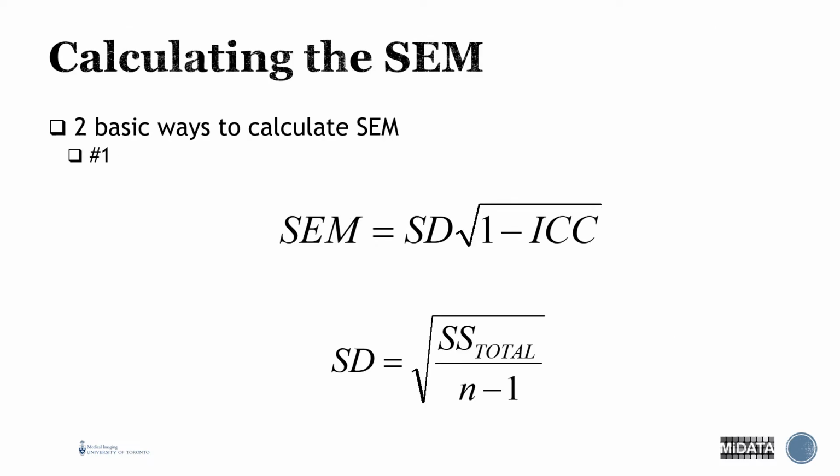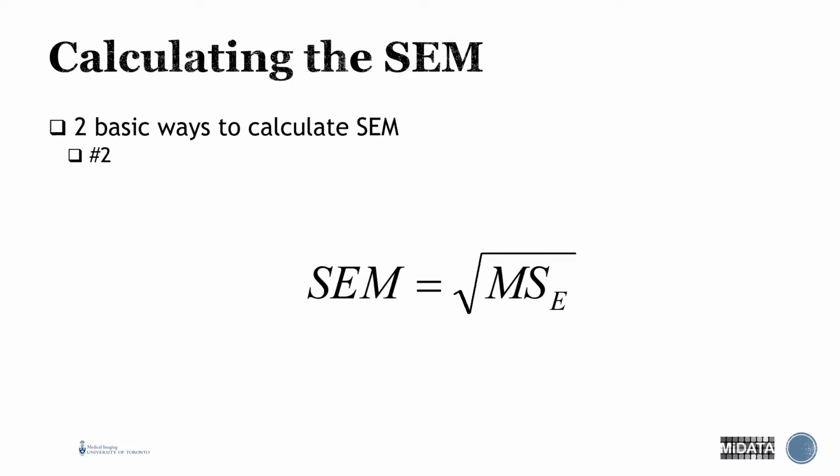Okay, so how do we calculate the standard error of measure? Well, there are two basic ways. Here's the first one. It is the standard deviation of your measures multiplied by the square root of 1 minus the ICC of your measures. Now the standard deviation is the square root of your sums of squares total divided by n minus 1. We've seen that before, so nothing new here. The second way is simply the square root of the mean square for error that you would get from your ANOVA table.